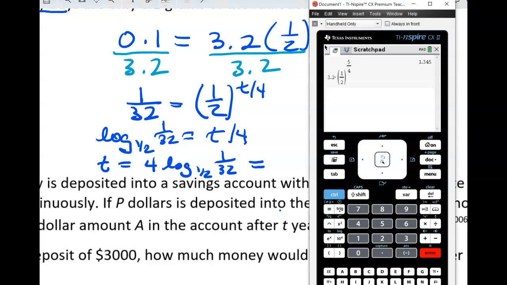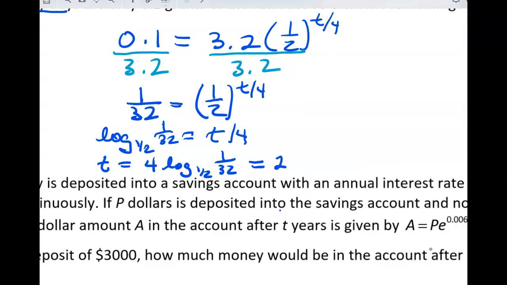So in order to enter a log, I'll go ahead and enter that 4. We can enter multiplication here or not, doesn't matter. The calculator will understand if we just smush them together. So 4 times the log, and to get log, control and the 10 to the x button. Now put in the base 1/2, and then cursor over, put 1/32 inside of the log, and just enter. And that's going to give us 20. And since that was a value of t, it's going to be 20 days.